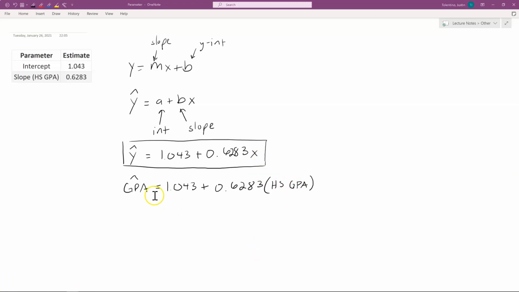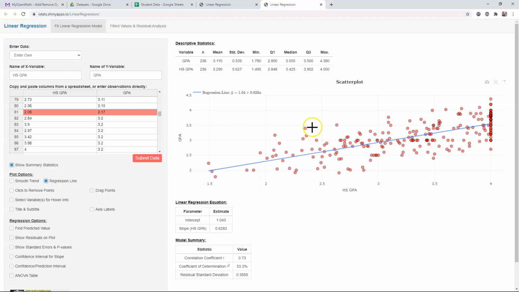I will point out that this equation that we just wrote is also found under our linear regression output. If we select the regression line, which made the line go in here, you'll see that it actually gave us that equation here as well. The rounding was slightly different, but it's the same exact outcome.